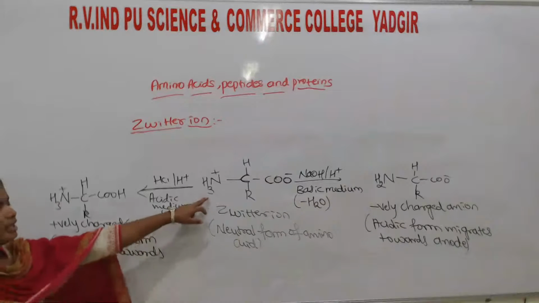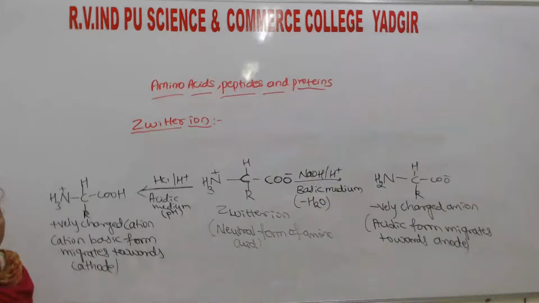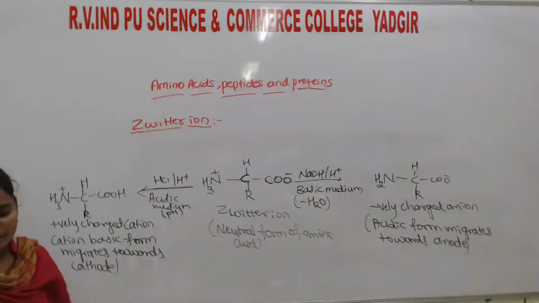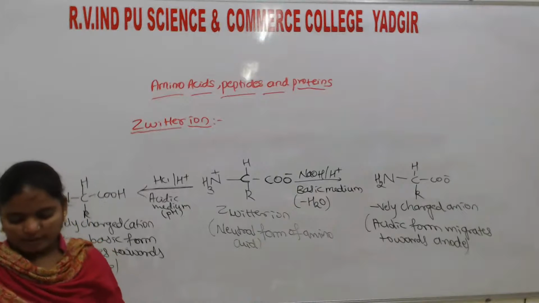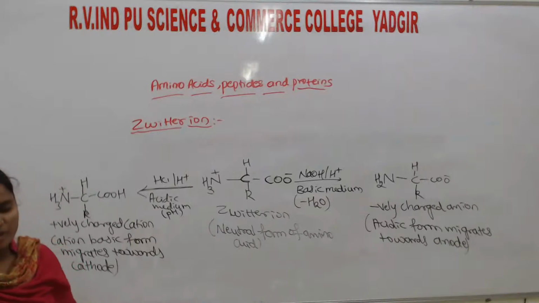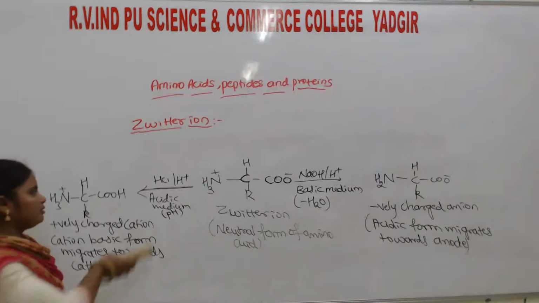The zwitter ion will not migrate towards any electrode, because it is electrically neutral. This is the explanation of the zwitter ion. This is a one mark question: define zwitter ion. Next concept: isoelectric point.